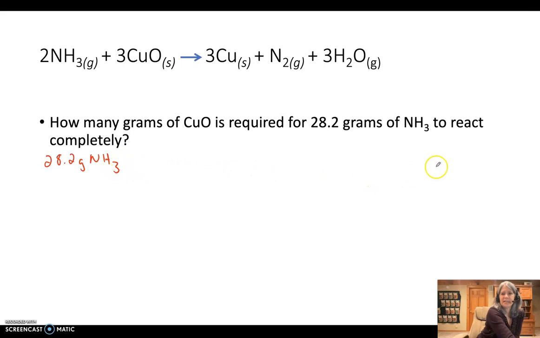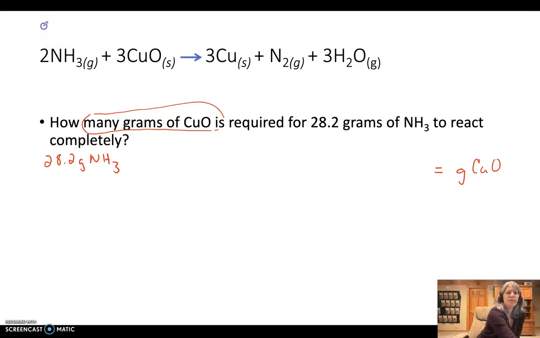And at the end of the day, I want to have an answer in what it is they're asking me for. Asking me for how many grams of copper oxide. So over here, I'm going to have grams of copper oxide. And then all the conversion factors that I get are going to come from my equation and also from those molar masses that I just put up.